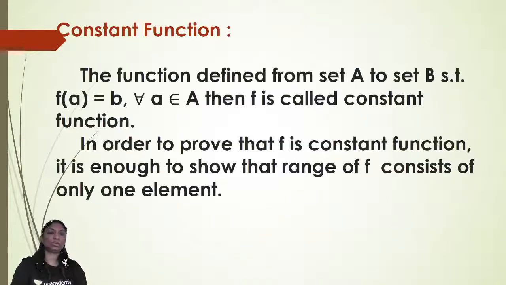Next is constant function. The function is defined from set A to set B such that f of a is equal to b for all a in A. That is important. Then f is called a constant function. In order to prove that f is a constant function, it is enough to show that the range of f consists of only one element. Now we'll take one example.